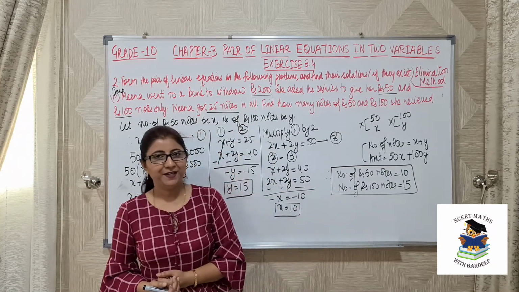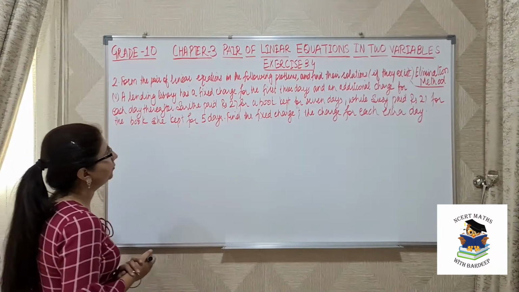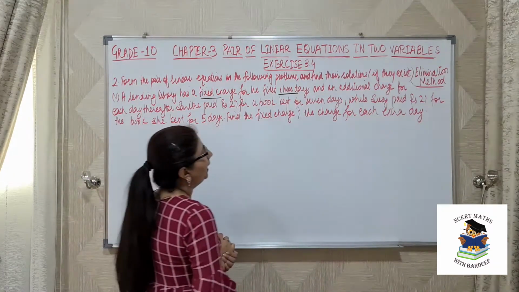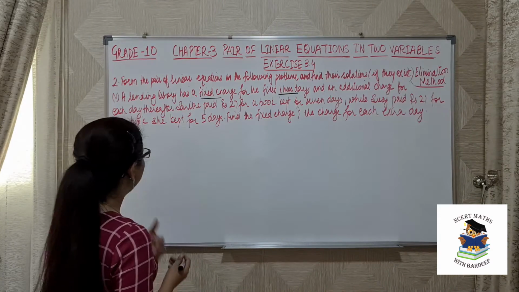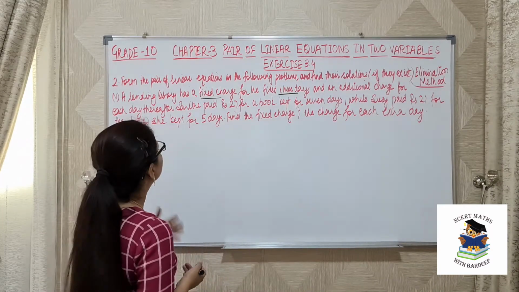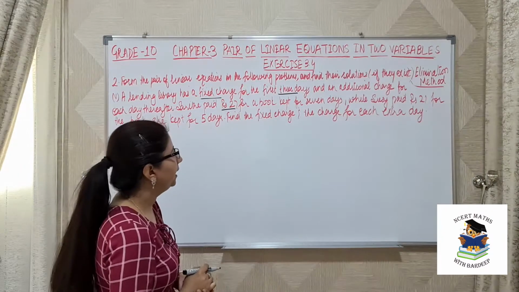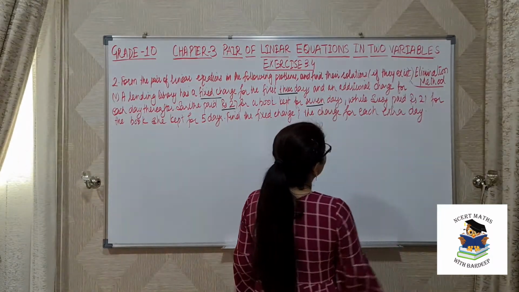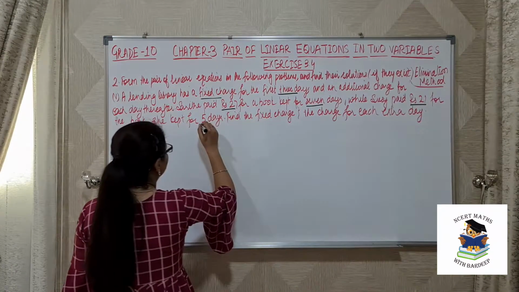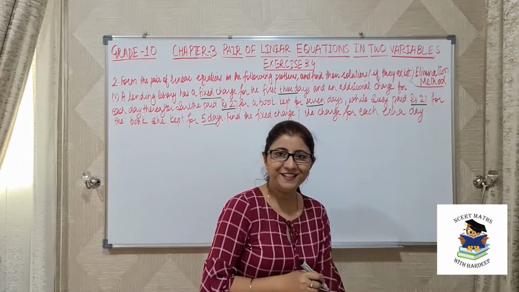Now let's see the last part. The fifth part of the second question is: a lending library has a fixed charge for the first 3 days and an additional charge for each day thereafter. That means for the first 3 days, the book is charged the fixed amount. Saritha paid rupees 27 for a book kept for 7 days, while Susie paid rupees 21 for the book she kept for 5 days. Find the fixed charge and the charge for each extra day.